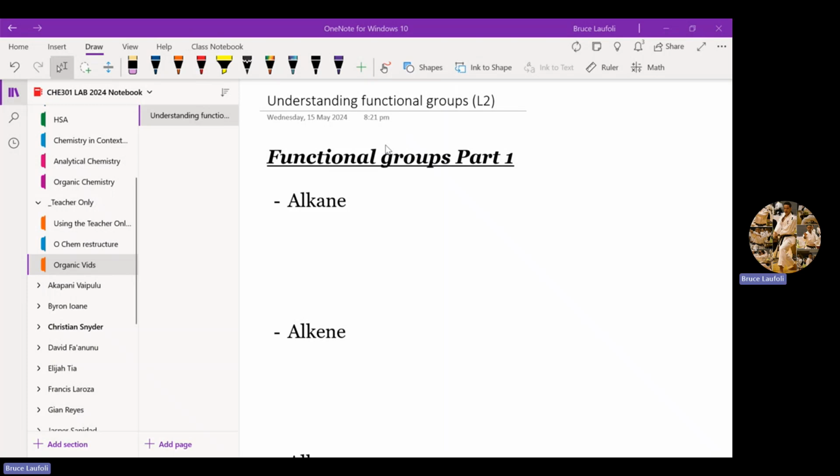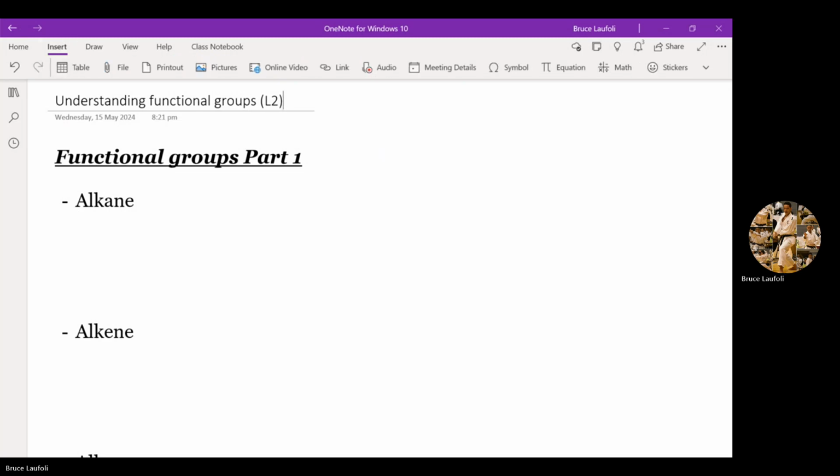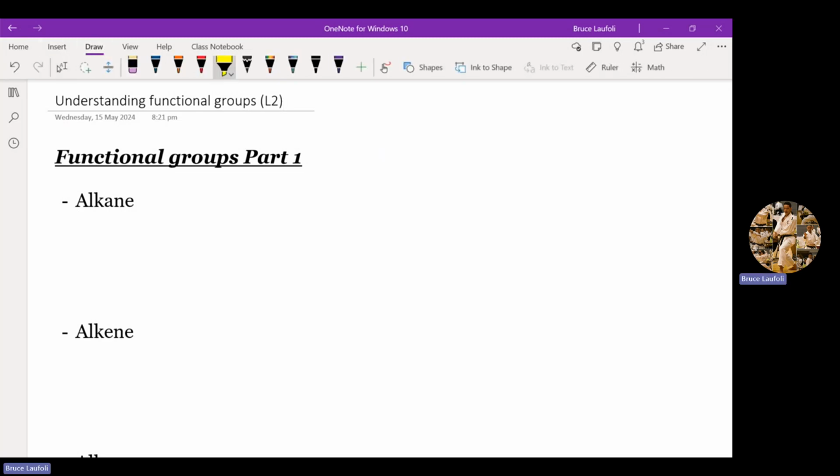Okay, so I'm going to go over real quick. This will be like a tutorial video, if I could say it was that, and it'll be on functional groups. Today we will be covering specifically level 2 functional groups. Now, let's get straight into it.